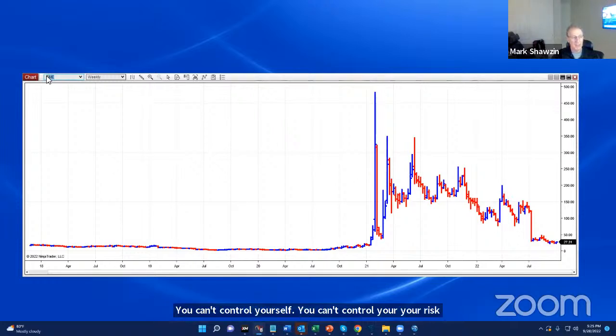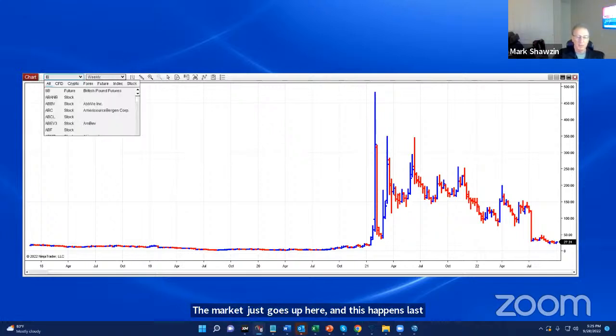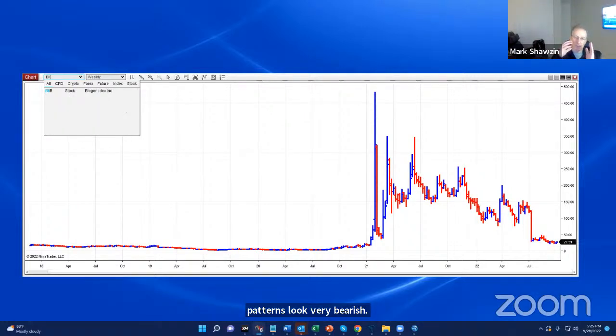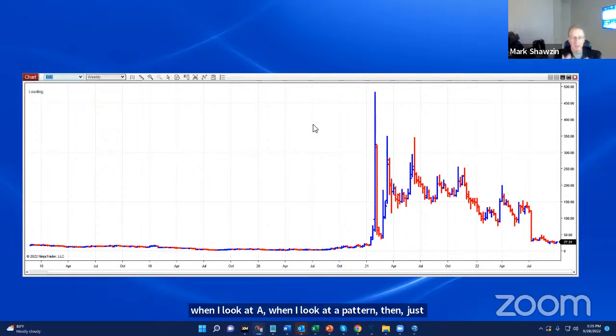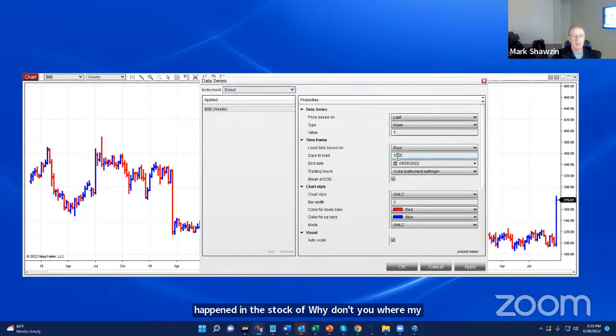And this happened last night, where I've been analyzing this stock and the patterns look very bearish. But I've also been telling our members that when I look at a pattern, just like I'm looking at Baidu and Baba, I have a set of expectations. And if those expectations don't work out, then I get out. There are always red flag warnings. And this is what happened in the stock of Biogen, where my expectation was that the patterns were very, very bearish. But then the price never confirmed it.